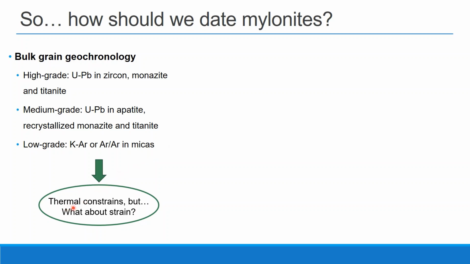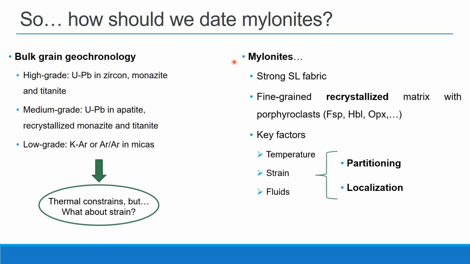But this is giving us the thermal constraint of deformation, not the proper strain partitioning in the rock and how strain is affecting the rock and the geochronometers. So just going back again to what a mylonite is. A mylonite is a fine-grained recrystallizing matrix with porphyroclasts. And the key factors again are temperature, strain, and fluids.